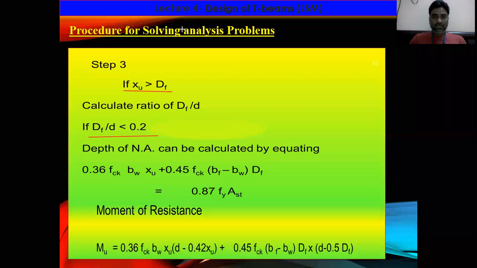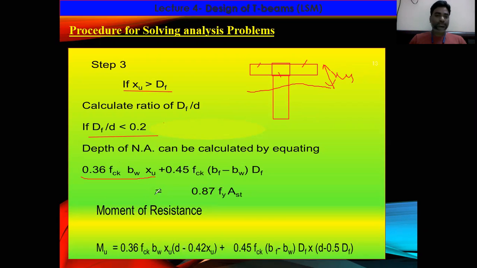I have already given a detailed explanation in our previous lecture. If this is the case, the compression force taken by the flanges and the web you need to calculate separately, and you will add them to get the total compressive force. Suppose this is your neutral axis, XU. Therefore, the compressive force taken by the web is 0.36 FCK BW into XU.